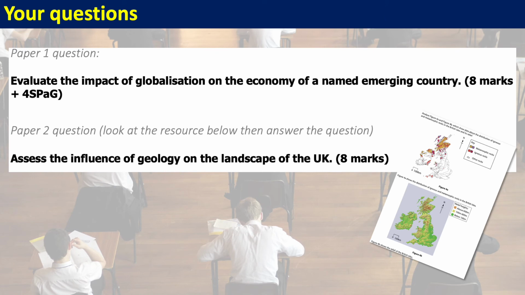Now this week, you have 2 8-mark questions, one of which has spelling and punctuation and grammar attached to it. The first question we've given you is from paper 1, component 1. So evaluate the impact of globalization on the economy of a named emerging country. Now, just pause and think about which country we have studied at Bishop Challoner as our case study.